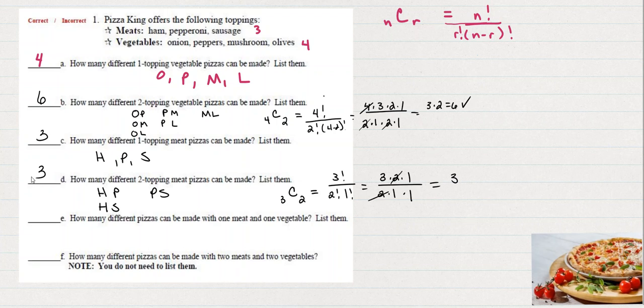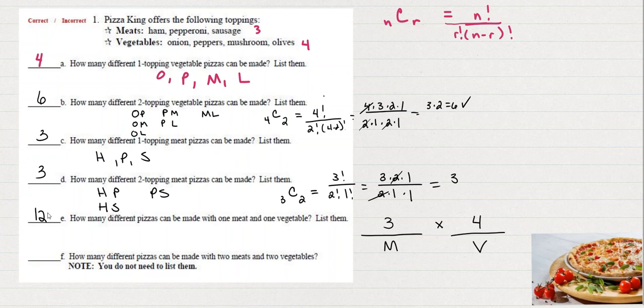How many different pizzas can be made with 1 meat and 1 vegetable? Now we're getting tricky here, right? Here's how I would approach this using the fundamental counting principle. How many ways can we choose a meat? And then multiply that by how many ways can we choose a vegetable? We can choose from 3 different meats and 4 different vegetables. So there's 3 ways to choose a meat, 4 ways to choose a vegetable. 3 times 4 gives us 12 different pizzas.